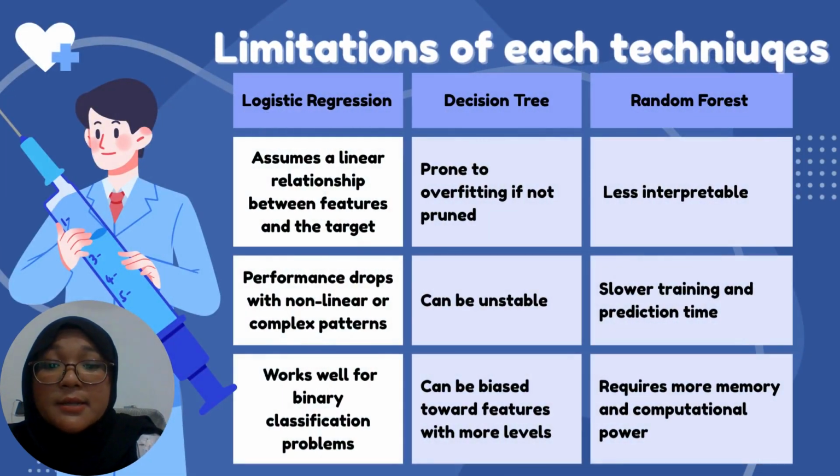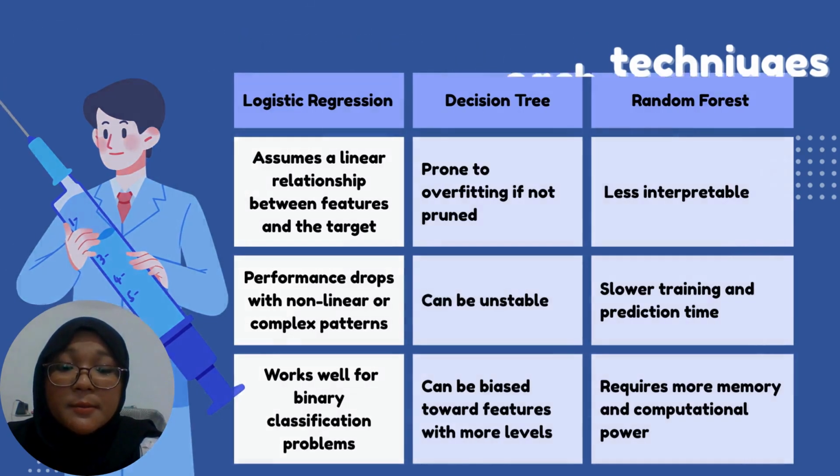However, each technique also has limitations. For logistic regression, it assumes a linear relationship between variables. It may not perform well if the patterns are complex or nonlinear. Meanwhile, decision trees are prone to overfitting and can be unstable. Small changes in data can result in very different trees. Random forest, while accurate, is less interpretable and requires more computational resources. It is harder to explain its predictions directly to patients or clinicians.